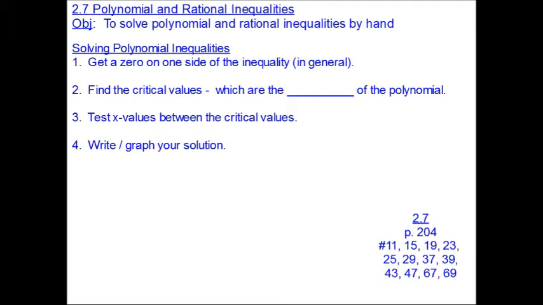Then we're going to want to find critical values, which are simply the zeros of the polynomial. That's one of the reasons we want to get a 0 on one side. Then we're going to test x values between those critical values. Basically, we're going to test whether it's true or false in that interval on the number line. And then from there, we'll graph our solution on a number line and write it using interval notation. So let's get going.